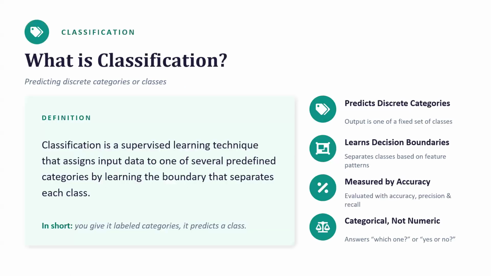Classification is a supervised learning technique that assigns the input data to several predefined categories by learning boundaries that separate each class.